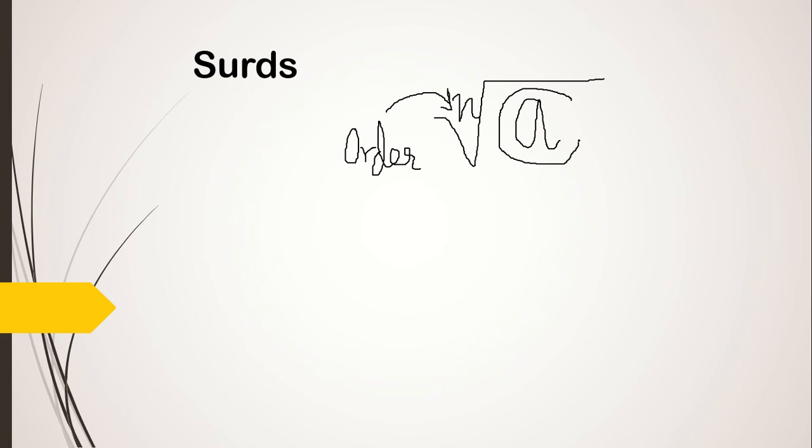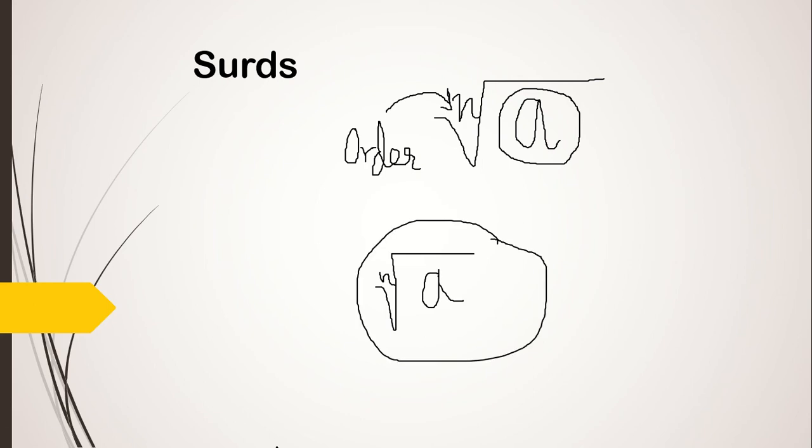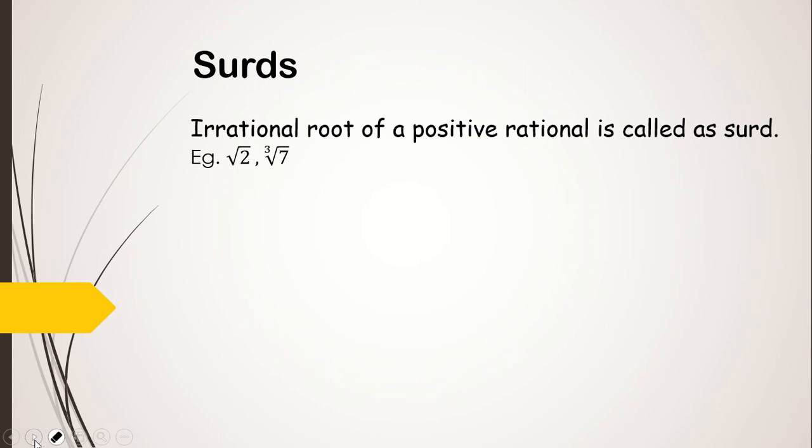The number inside the radical sign, a, has to be a rational number, and the overall number, nth root of a, has to be an irrational number. If these three conditions are satisfied, then we say the given number is a surd. Another definition is that an irrational root of a positive rational is called a surd, and these are the two examples that we have seen, root 2 and cube root of 7.